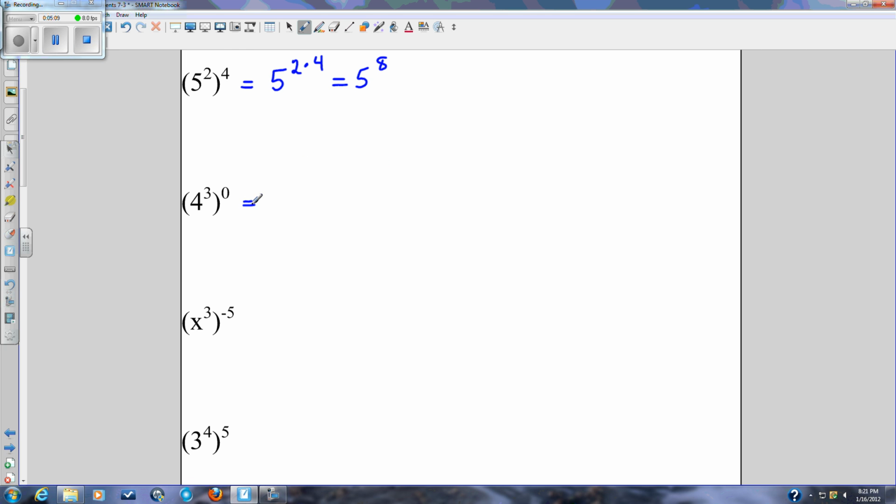Moving on, 4 to the 3rd raised to the 0 power. It's 4 to the 3 times 0, or in other words, 4 to the 0, which is just 1. Anything raised to the 0 power is 1.